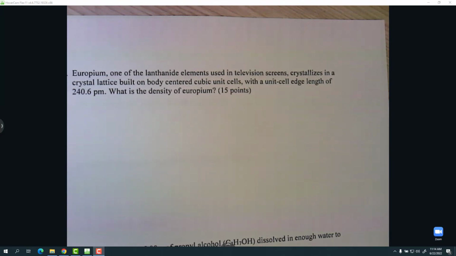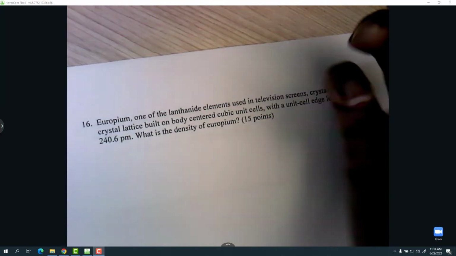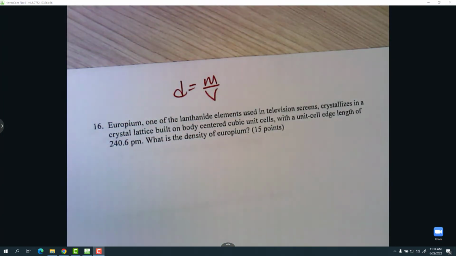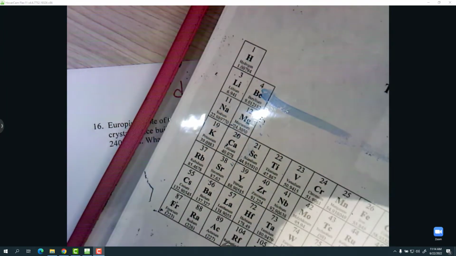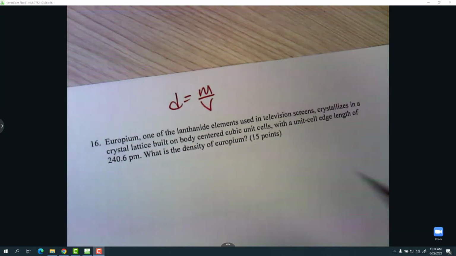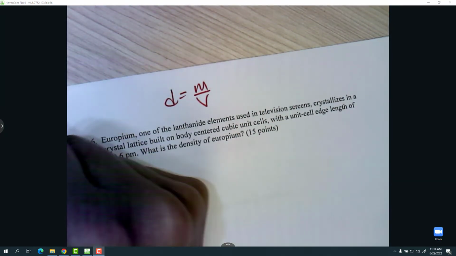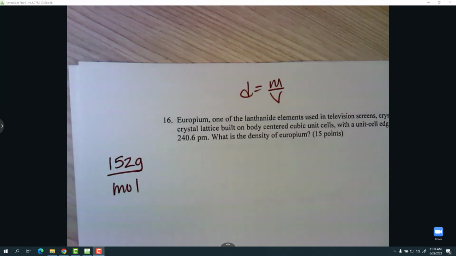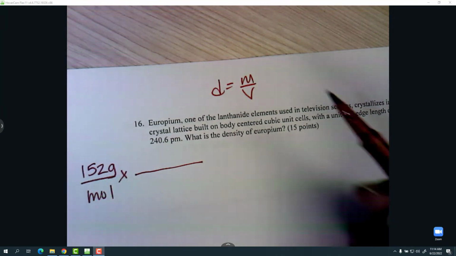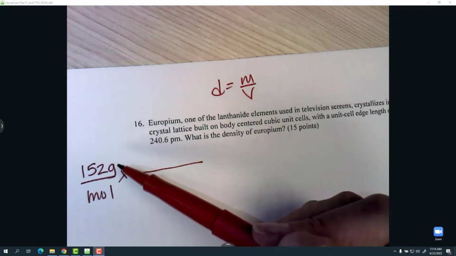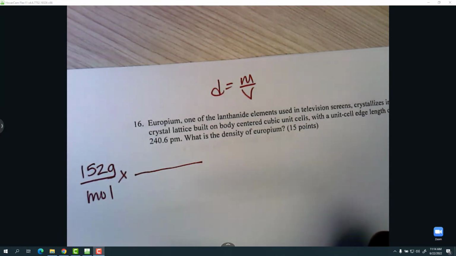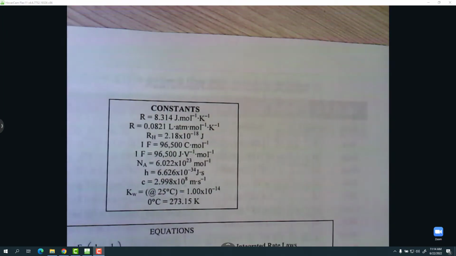crystallizes body center, cubic, edge length. What's the density? Okay, so for density, remember we're doing mass divided by volume, but it's of a unit cell. For the mass, we're going to start with the molar mass from the periodic table. So I'm looking up europium here as 152 grams per mole, and I'm going to convert that to grams per unit cell using Avogadro's number. Be really careful when you write out the molar mass. That's grams on top, moles on the bottom, and that will help you get your Avogadro's number set up correctly, which is on your equation sheet here.